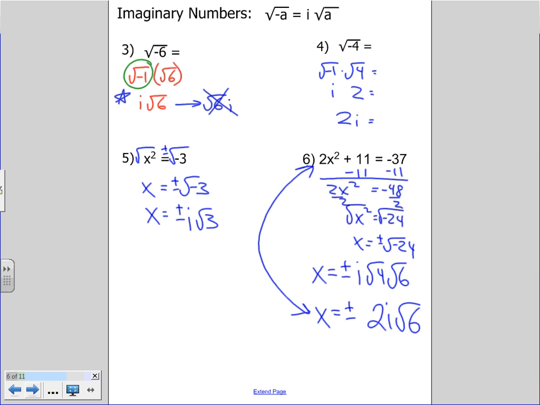Okay. So those are 4 good examples to kind of show you how these apply to regular algebra problems. And yes, this is an answer. It just happens to be imaginary. So here we have 4 unicorn answers.